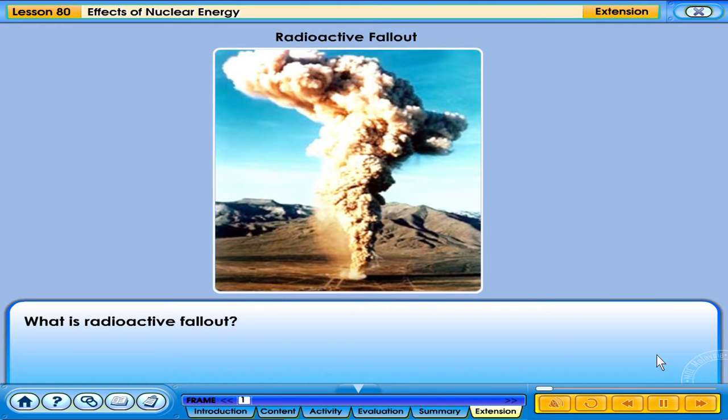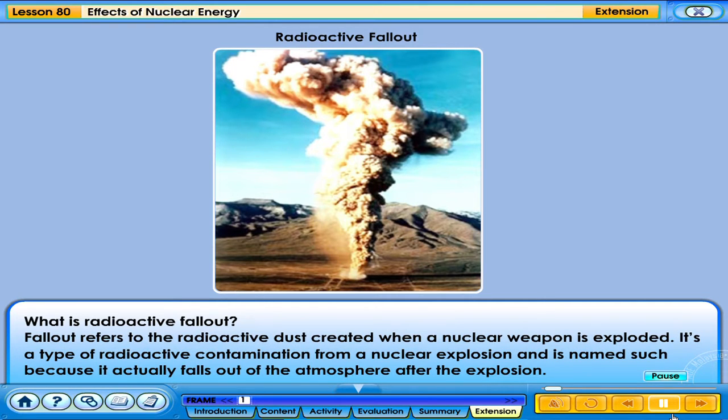What is radioactive fallout? Fallout refers to the radioactive dust created when a nuclear weapon is exploded. It's a type of radioactive contamination from a nuclear explosion and is named such because it actually falls out of the atmosphere after the explosion.